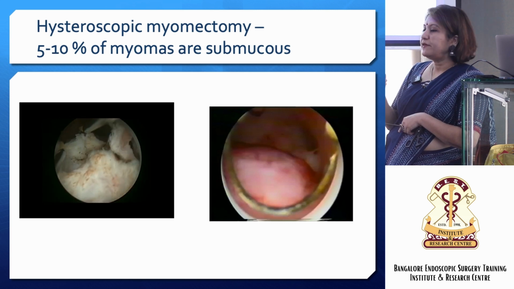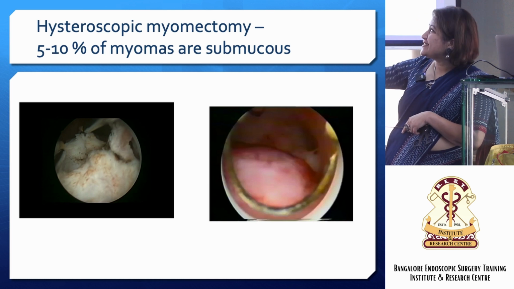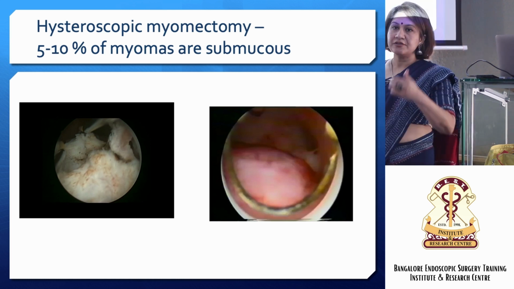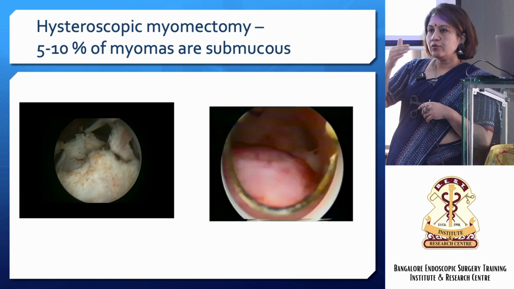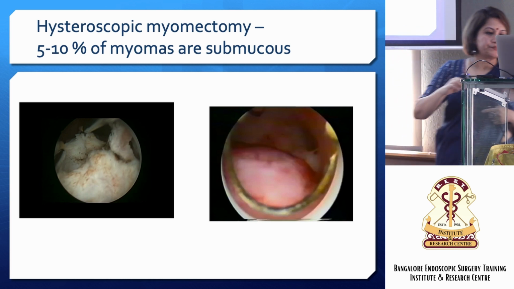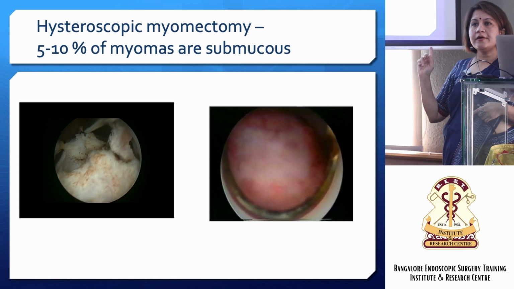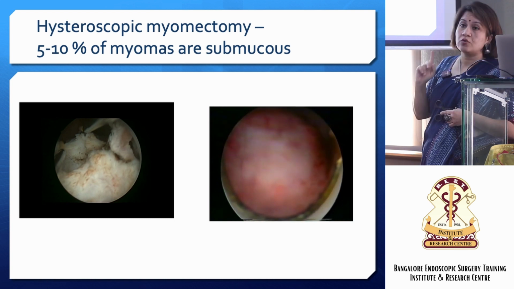So you'll have to keep shaving this till you reach the myometrium. You will be able to make out the difference. You can see these are white fibers. Once you reach the myometrium, you will notice it's a pinkish fiber. So you'll have to slowly shave till you reach the base. Correct. So this is what is important in an operative hysteroscopy.